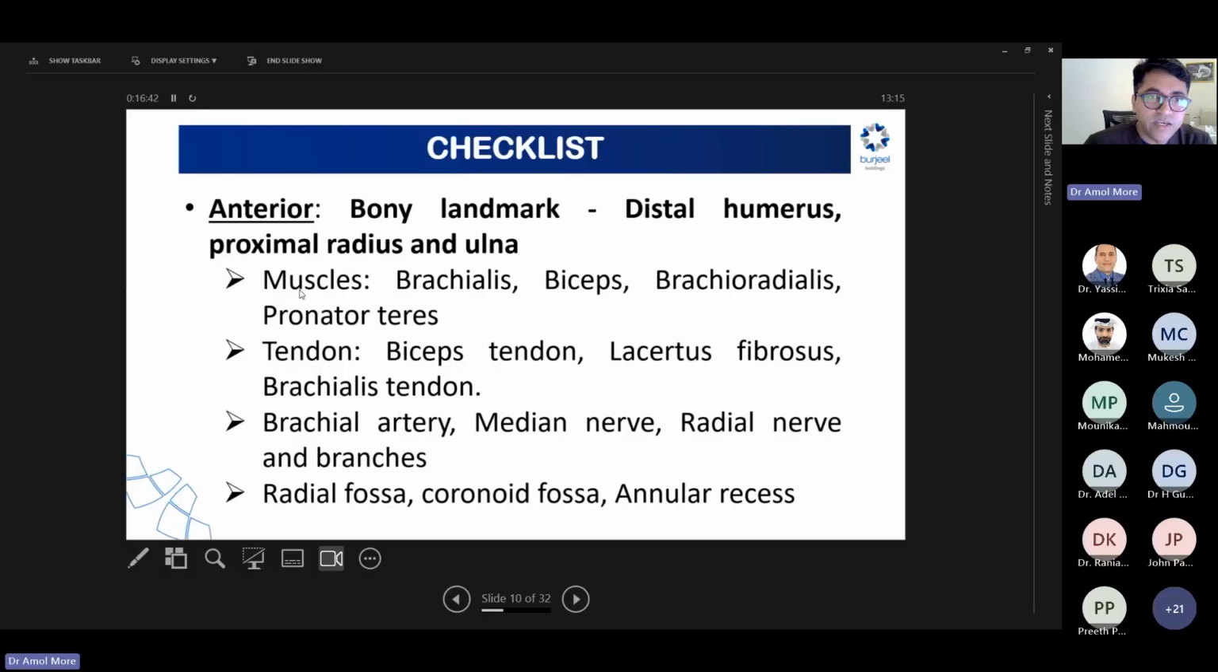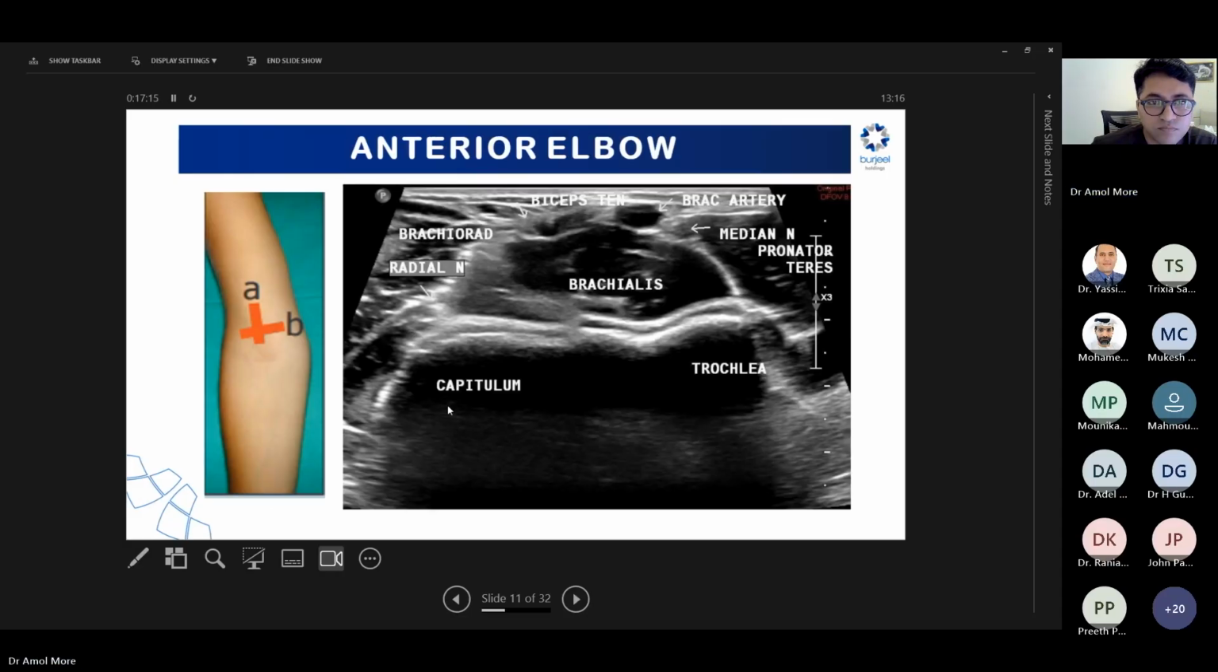And in the anterior elbow, what all things will we be assessing? In muscles, we'll see the brachialis, biceps, distal biceps, brachioradialis, and pronator teres. And in tendons, we'll see the distal biceps tendon. The continuation of the fibrous structure along the distal biceps tendon is nothing but the lacertus fibrosus and the brachialis tendon. Then the brachial artery, median nerve, radial nerve, and branches. We'll see the radial fossa, coronoid fossa, and annular recess along the anterior elbow joint. We'll see these structures one by one.